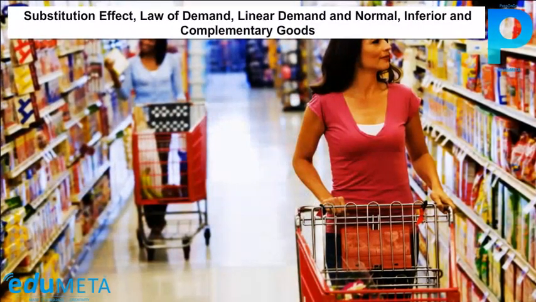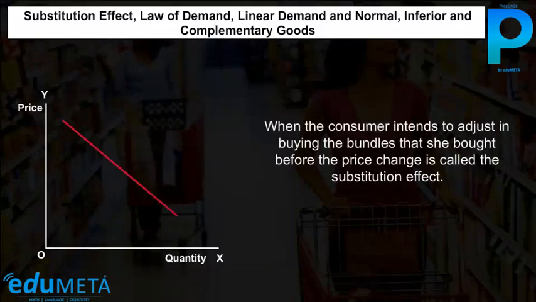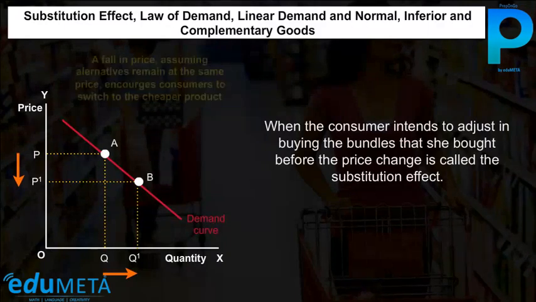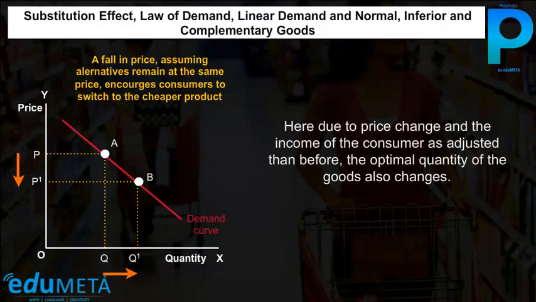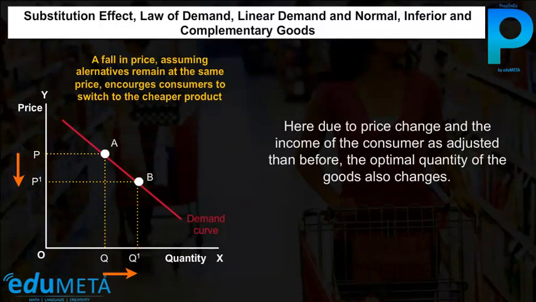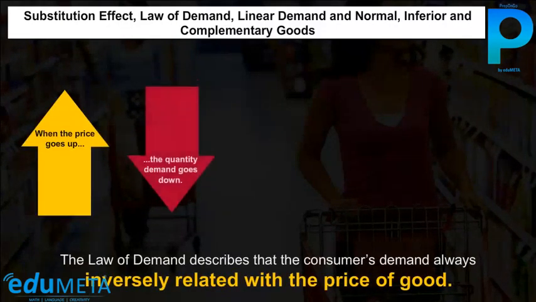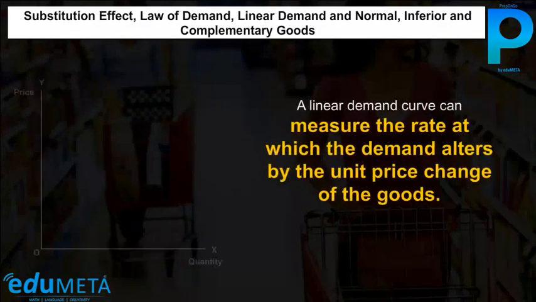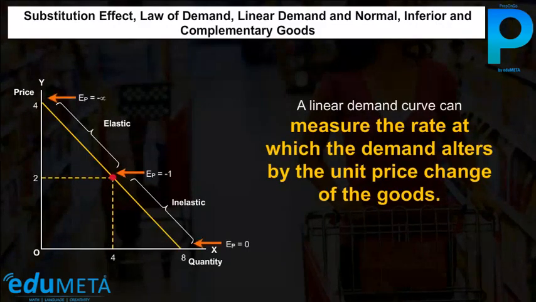Substitution effect, law of demand, linear demand and normal, inferior and complementary goods. When the consumer adjusts the bundles that she bought before the price change, it is called the substitution effect. Here, due to the price change and the adjusted income of the consumer, the optimal quantity of the goods also changes. The law of demand describes that the consumer's demand is always inversely related to the price of the good. A linear demand curve can measure the rate at which the demand alters with a unit price change of the good.